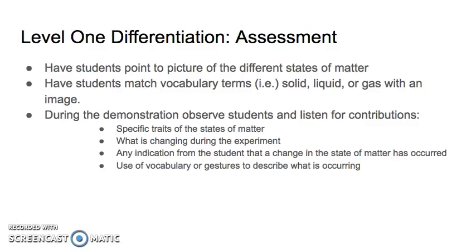To assess our level 1 students, we will provide them with images of different states of matter, ask them which one is a solid, a liquid, or a gas, and then have them point to the correct image. We would also have the students match vocabulary terms with the appropriate image.